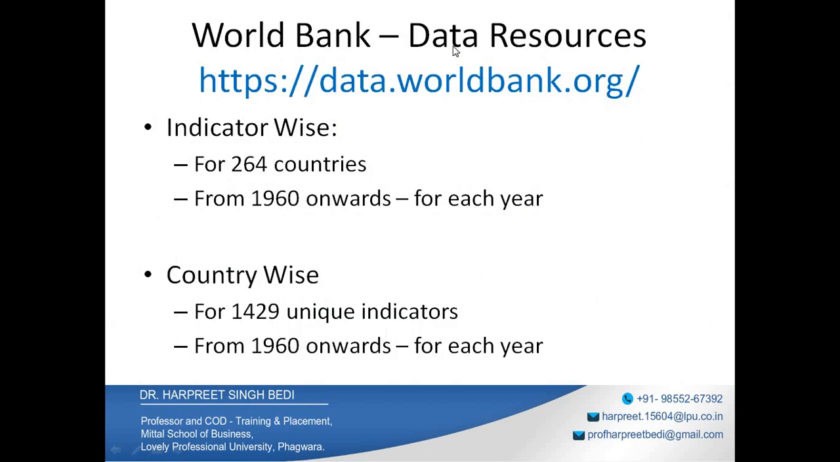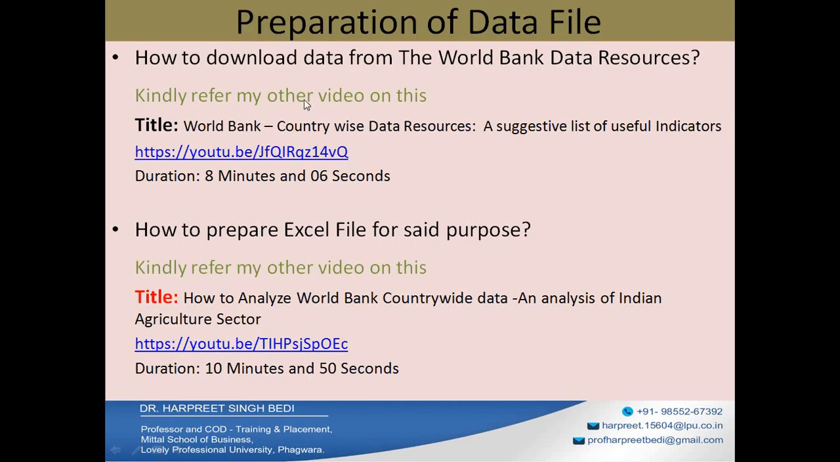The World Bank has huge data resources. They have data on 1429 indicators for 265 countries from the year 1960 onwards, for each year. For the preparation of this data file, you can refer to my video on how to download the data from the website of the World Bank. The title of this video is World Bank Country-Wise Data Resources, a suggestive list of useful indicators.